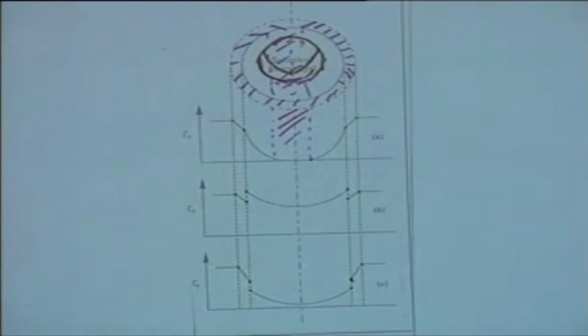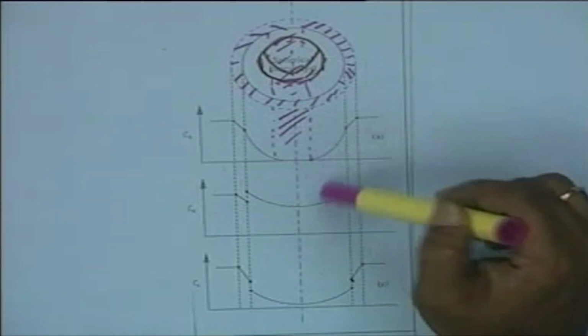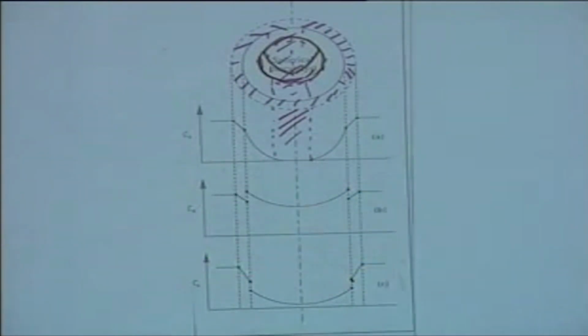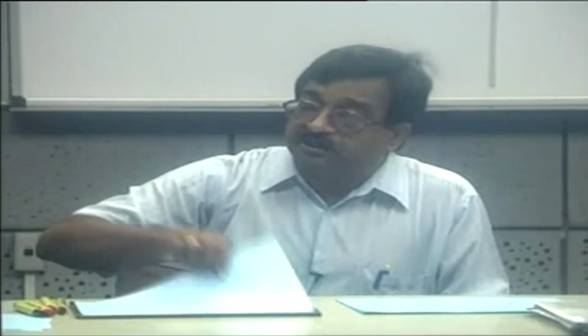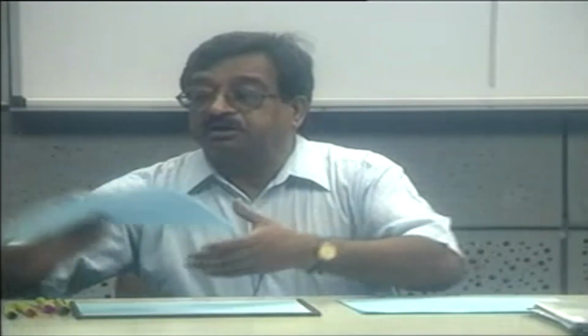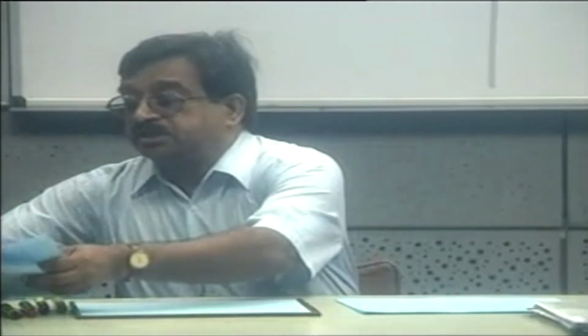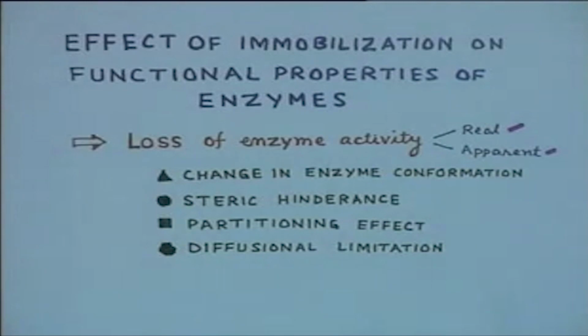So this picture shows the first one is totally diffusion. This B and C part indicate a combined effect of diffusion and partitioning. So basically these are the four major parameters or factors which cause various effects on the functional properties of the enzyme molecule, the enzymatic reaction. Whenever we have to look at any particular feature of an immobilized enzyme reaction, we have to look into these four effects and try to find an answer to our observed behavior.